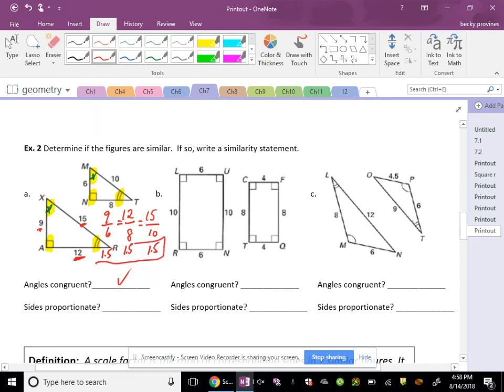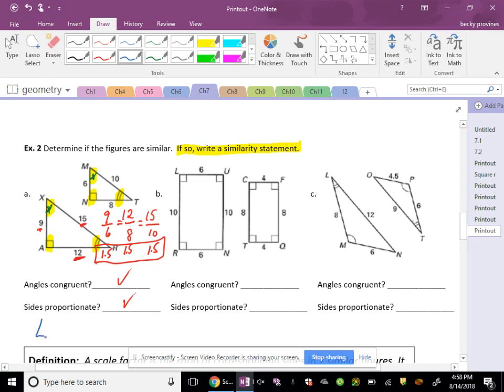So you have to check these numbers. These numbers are your scale factors. They have to be growing at the same rate. So if they all are growing or shrinking at the same rate, then the sides are proportional. So are the sides proportionate? Check. So let's go back to the directions. If so, write a similarity statement.